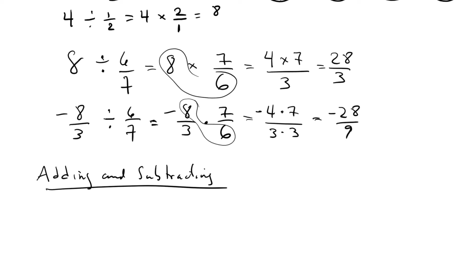How does that go? If I have something like 8/3 plus 6 over 7, now I can't add the numerators and denominators because it doesn't work this way for when we add things. What we have to do to be able to add fractions is to have common denominators, and those are not common. 3 and 7 are completely different.